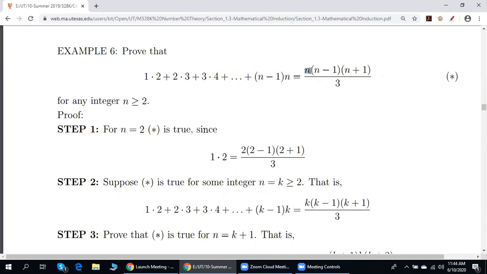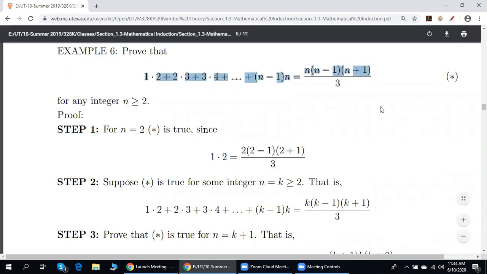Then we replace n here, here, and here by 2. Done. And one can easily check that the left-hand side, which is 2, is equal to the right-hand side, which is 2 times 1 times 3, 6, divided by 3, 2. We are done with step number 1. Step number 2. Suppose this is true for some integer n is equal to k, where k is greater or equal to 2, because here we have 2. That is this.